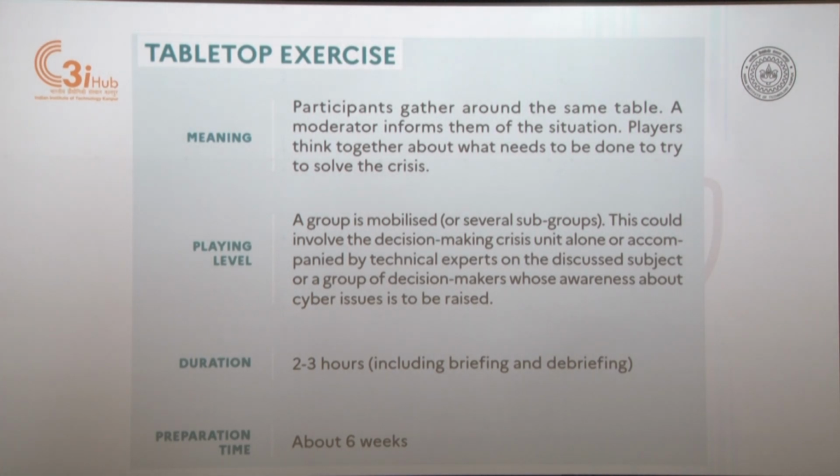And this may also involve, let's say this is happening in a power system, a large power system company like NTPC and so on, you might have to bring in the regulator also in the tabletop exercise, right. The duration of this kind of exercise is 2 to 3 hours, including briefing and debriefing. In the debriefing, the moderator would say what went wrong, what didn't work out, or what was done well, etc. And the preparation time is about 6 weeks. So it doesn't happen overnight, like tomorrow we'll do some exercise; you need some preparation.